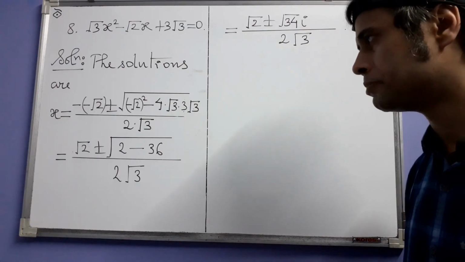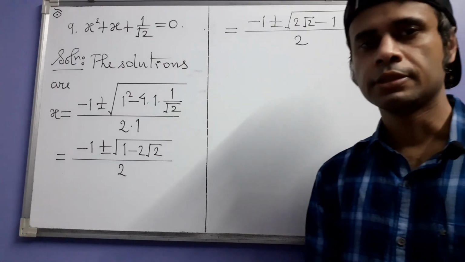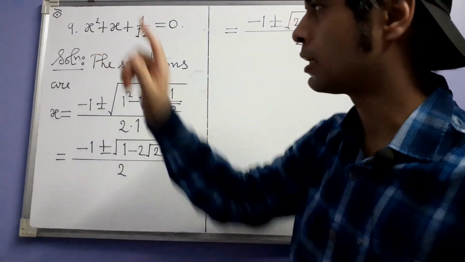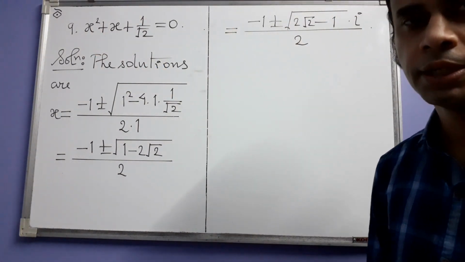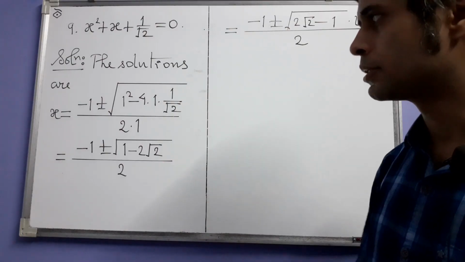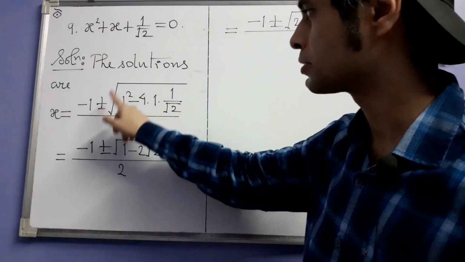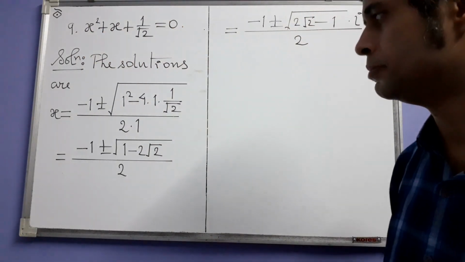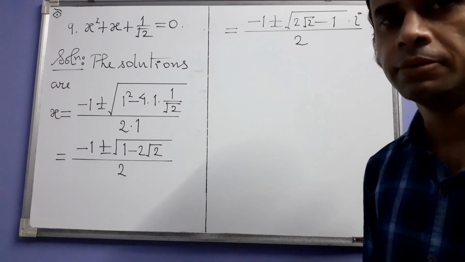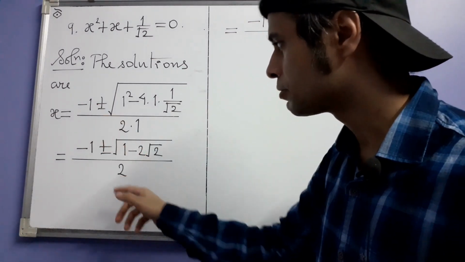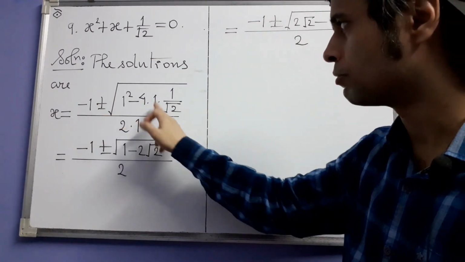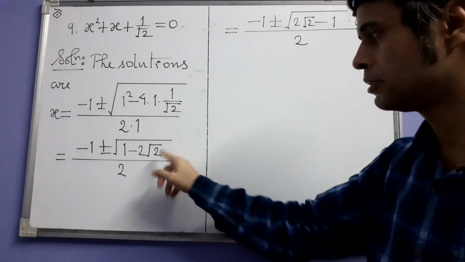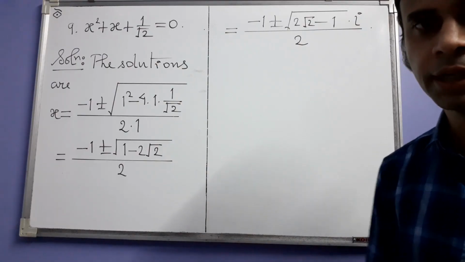Let's see the next one. So this is the next one, the 9th one. In this equation a and b are both 1 and c is 1 divided by root 2. So the solutions are this, minus b plus or minus square root of b squared minus 4 times a times c, divided by 2a. So this is minus 1 and plus or minus square root of 1 minus, if you divide 4 by square root of 2, you get 2 root 2, that divided by 2.